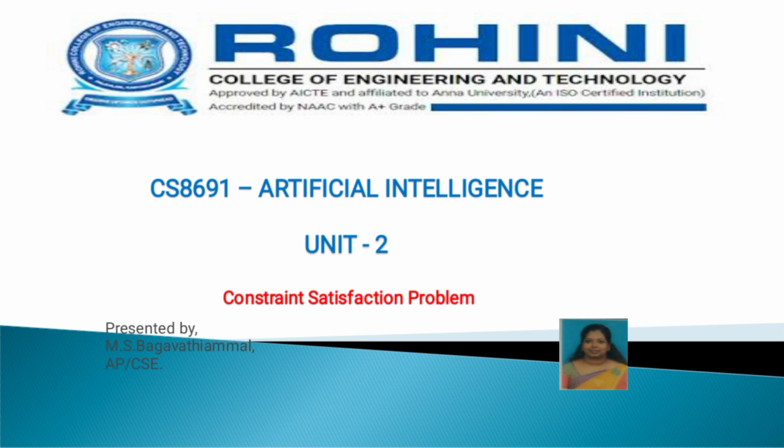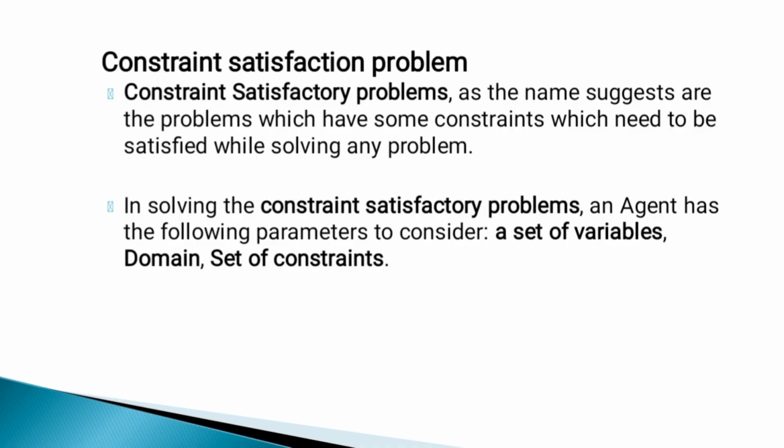In Unit 2, we are going to discuss the topic of Constraint Satisfaction Problem. And what is a constraint satisfaction problem? Constraint satisfaction problems, as the name suggests, are problems which have some constraints that need to be satisfied while solving any problem. In solving a constraint satisfaction problem, an agent has the following parameters to consider: a set of variables, a domain, and a set of constraints.